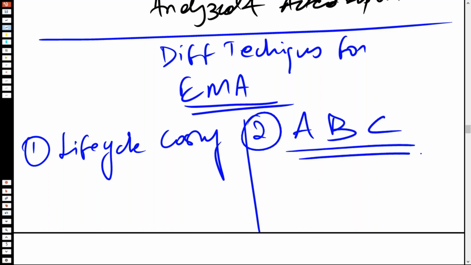The other one of them is termed as activity based costing. So I repeat, you've got life cycle costing. The second one of them is called activity based costing. Now let's try to have an understanding how they are applied.